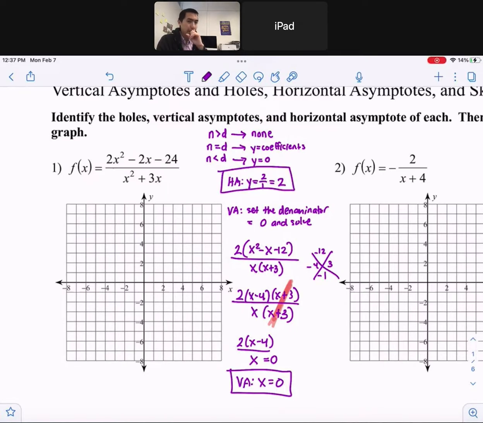So for horizontal, use these three scenarios. For vertical asymptotes, factor out everything, and then set the denominator equal to 0 after everything cancels.